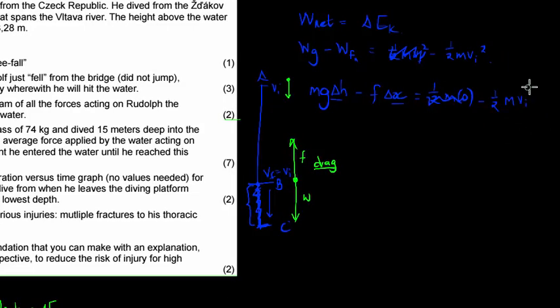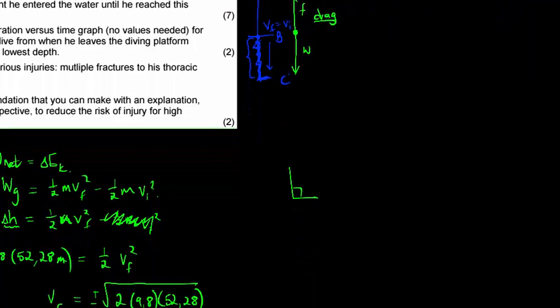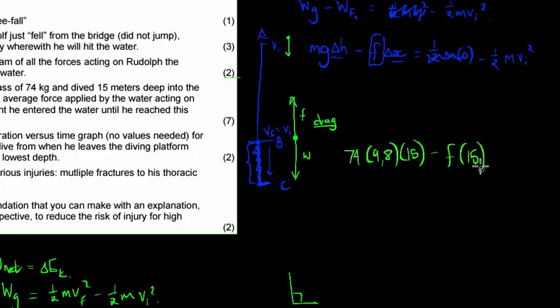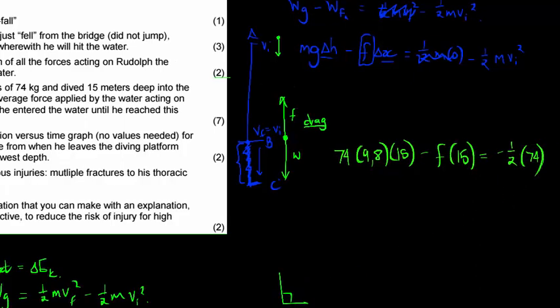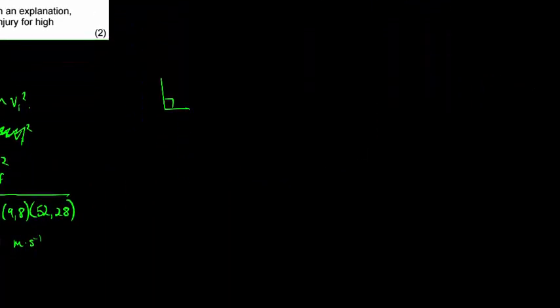So it's equal to minus a half mass times initial velocity squared. What's the initial velocity? We get that from the previous question. Excellent. So here we go, and we need to work out the frictional force. I put in my mass, which they said is 74. Gravity is 9.8. Change in height, he dived 15 meters. Minus the frictional force, which is what I'm trying to calculate, times the dive of 15 meters, is equal to negative a half, mass is 74, and velocity squared.